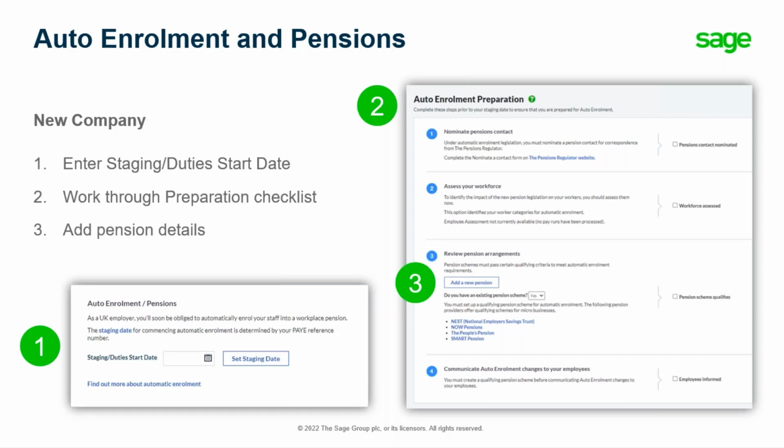And once you've ticked off all of the steps in the preparation checklist, your employees will then be enrolled into the pension on your first pay run. And if required, you could opt them out at that point if they had previously opted out.